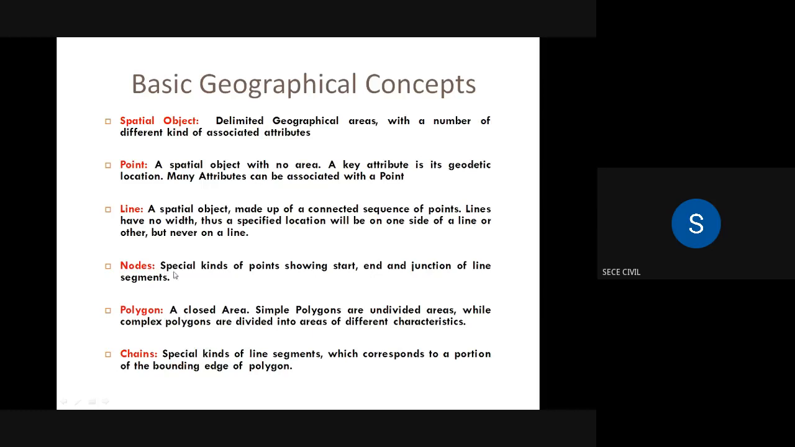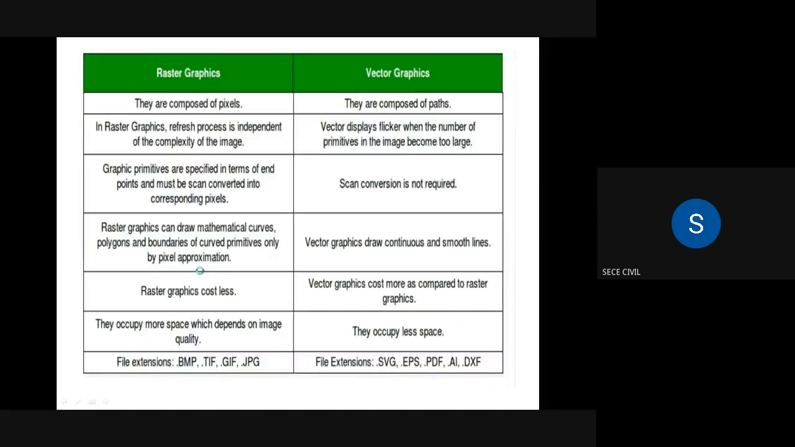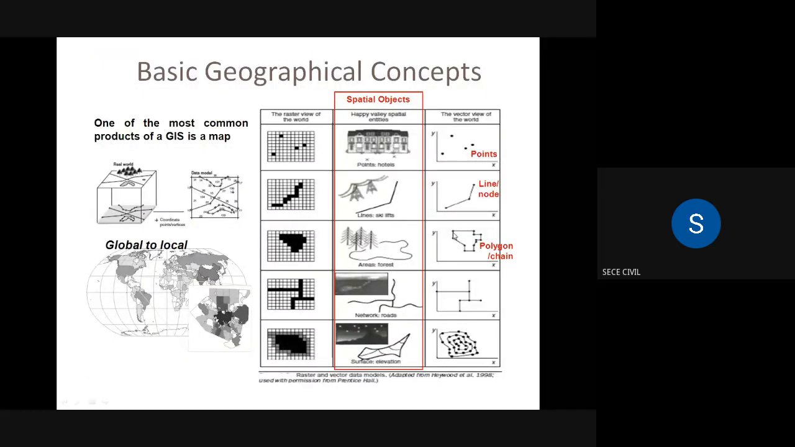Next one, node. A node is also a point only, a special kind of point showing the start, end, and junction of line segments. In line segments, there is a starting point and an ending point. So the node is a special point.